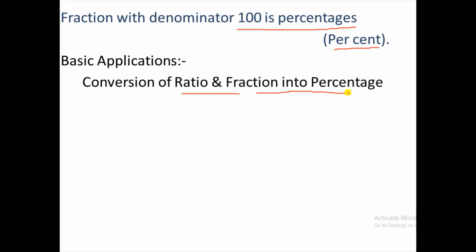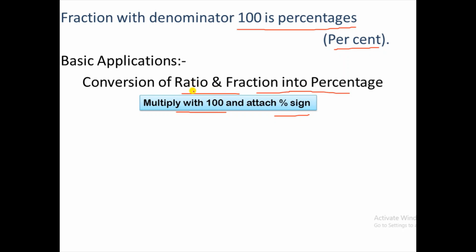To convert the ratio and fraction into percentage, just one thing we will have to do is multiply with 100 and attach the sign of percentage. Whatever ratio and fraction we have been given, we will have to multiply with 100 and attach the percentage sign. If a ratio is given, simply multiply with 100 and attach the sign of percentage. If a fraction is given, then first of all we have to convert it into a ratio, and then we do the same procedure. Okay, let's see some examples.